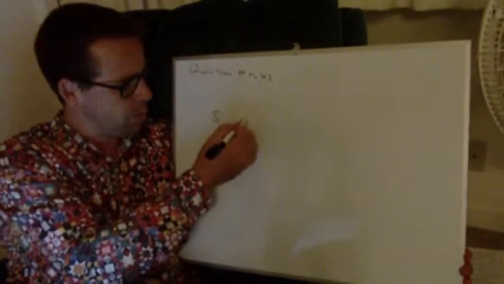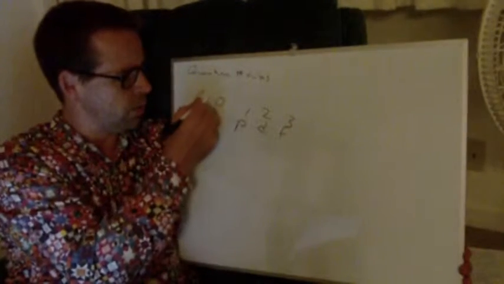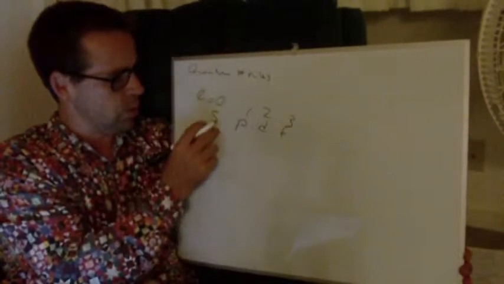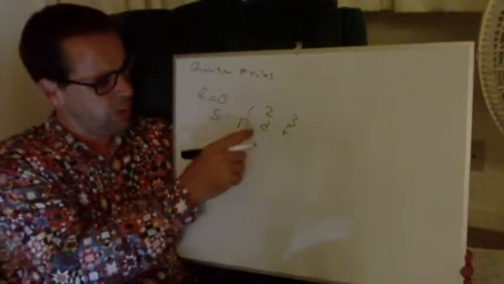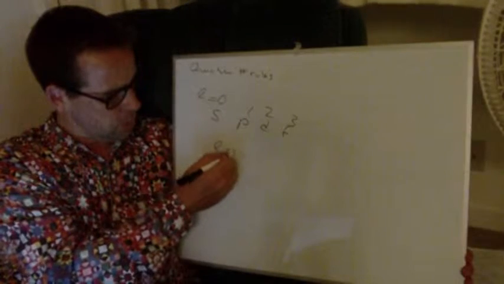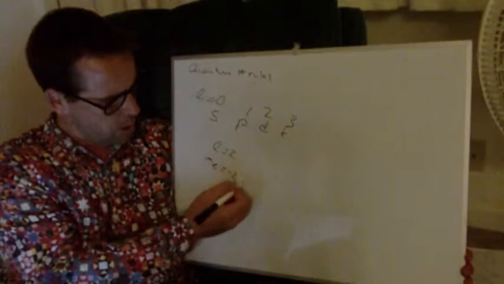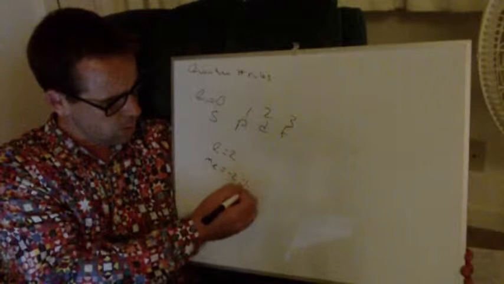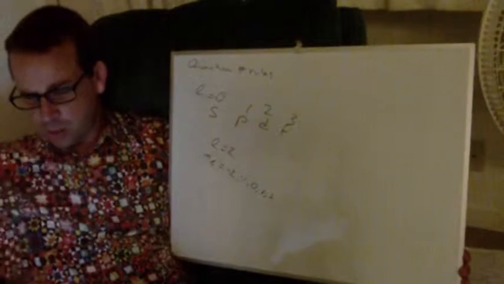What are the possible values of m sub L for an electron in the d orbitals? S, P, D, F are 0, 1, 2, 3. These are the L values for these sections on the periodic table. If I'm in the d orbital, then L equals 2. Therefore, m sub L can equal either -2, -1, 0, 1, or 2. Part C.